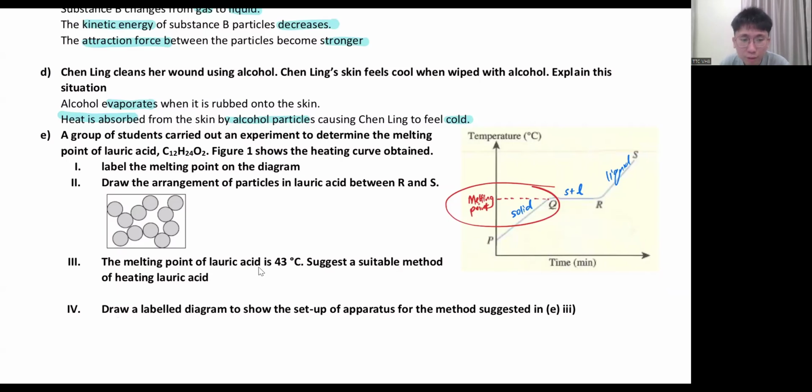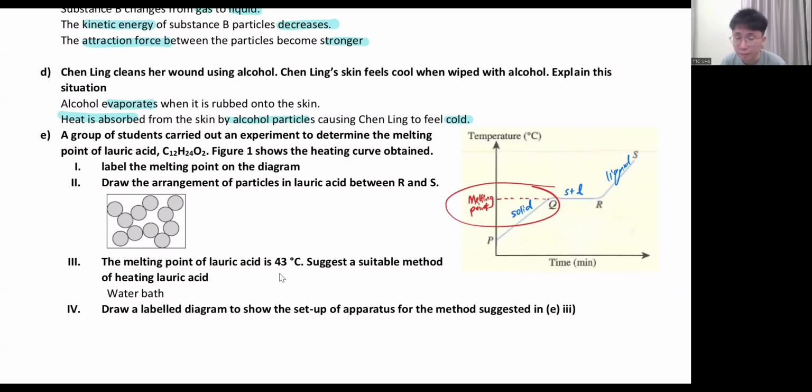Okay, and then the melting point for lauric acid is 43 degrees Celsius. Suggest a suitable method of heating lauric acid. So since we know that the melting point of lauric acid is 43, what can we actually do to heat your lauric acid until it melts? Yes, we usually call this the water bath. Why water bath, guys? Because usually when you do this experiment, you cannot heat your chemical directly. What we usually do is heat the water bath first, then the water bath will pass the heat to your chemical, which is in a boiling tube. We never heat chemical directly.